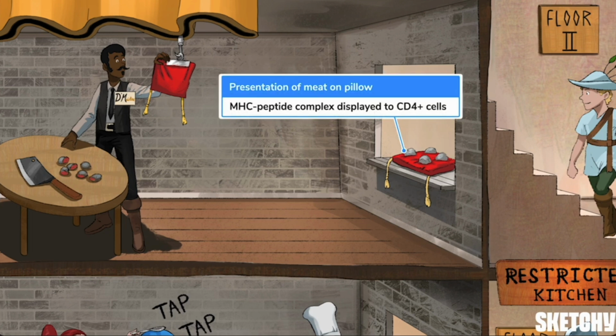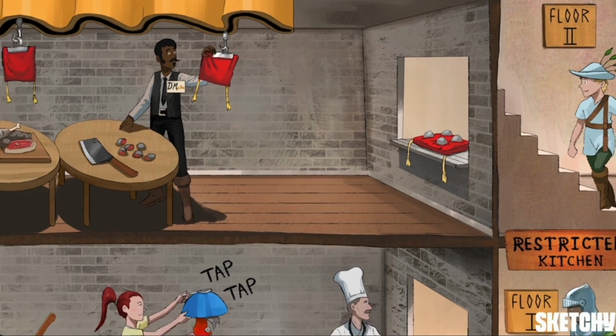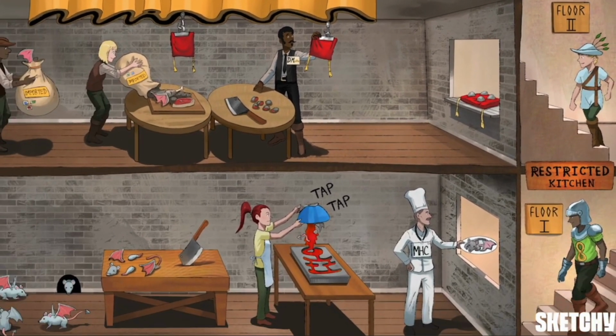Bravo, Castle Chefs. Bravo. It's truly a beautiful immunological and culinary process. But before we take a taste, let's do a quick review.